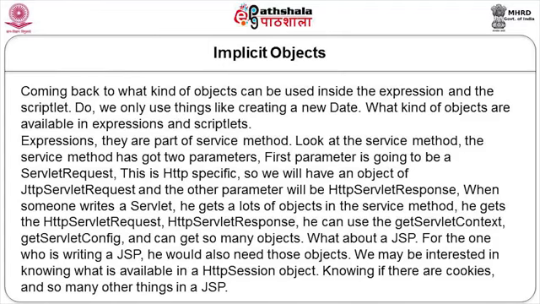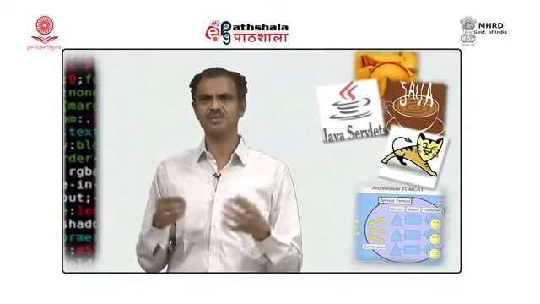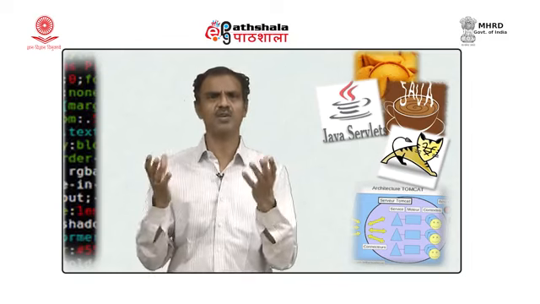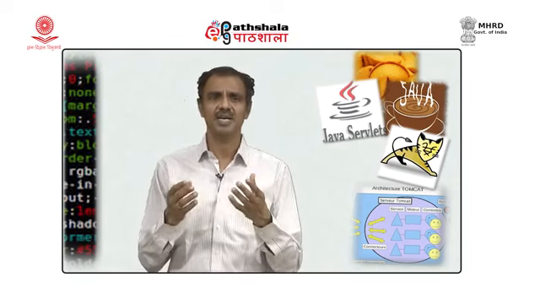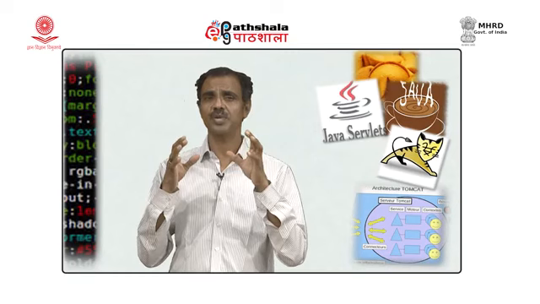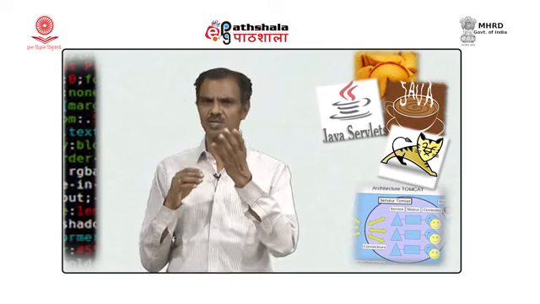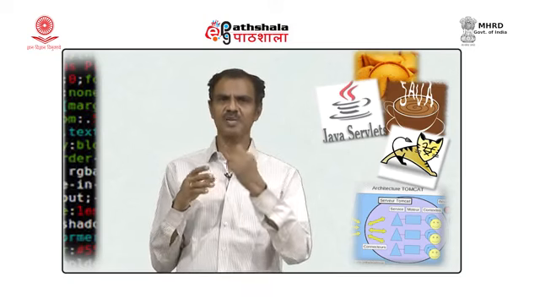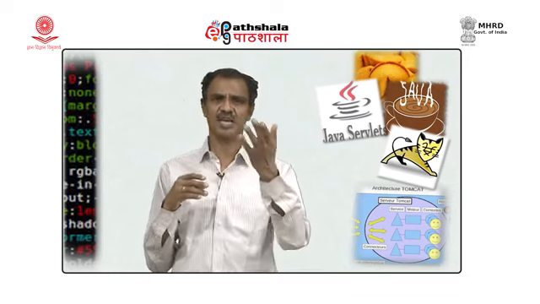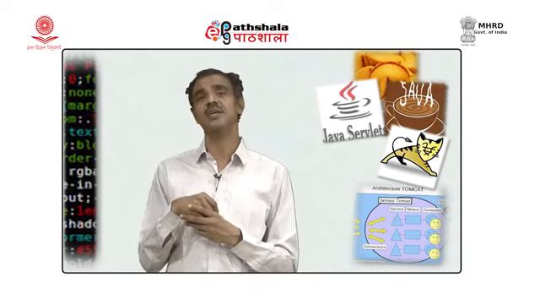Okay. Now, coming back to the way we used expressions, the way we were using scriptlets, what can I use in an expression? Okay. Or do I only have to include some new date or some such things? How do I get some object? What kind of objects are available to me in my expressions? See, expressions, they are part of the service method. Okay. If you look, the service method has two parameters. The first parameter is going to be a servlet request, or this is HTTP specific, you will have an HTTP servlet request, and an HTTP servlet response, those two parameters are there, fine.